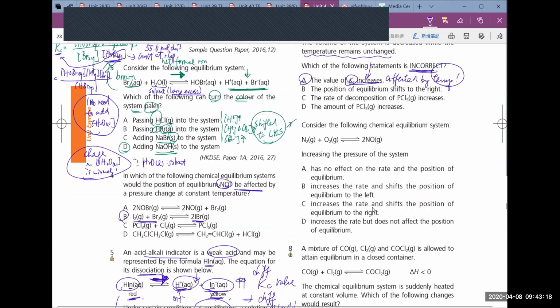How about question 7? Consider the following chemical equilibrium system: N2 plus O2 to form NO. Increasing the pressure of the system will lead to, yes, both rates increasing but not affecting the equilibrium. Now, increase the rate. What is meant by the rate of the reaction? Rate refers to what? Forward rate or backward rate? What is meant by increase the rate? Zhu Junfei, you know it? What does rate mean? Yes, both forward and backward rates.